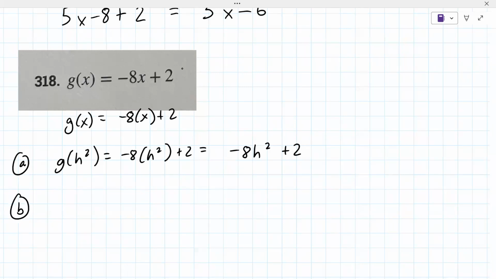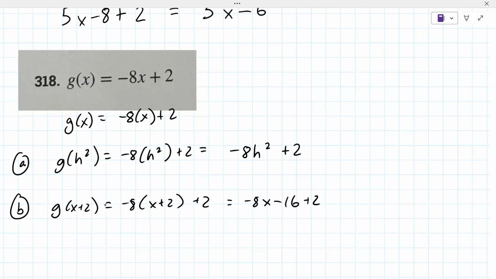And then part B is g of x plus 2. You're putting that in again, wherever you see an x. So it literally replaces x, even though it's more than just x, and that's okay. Minus 8x minus 16 plus 2.